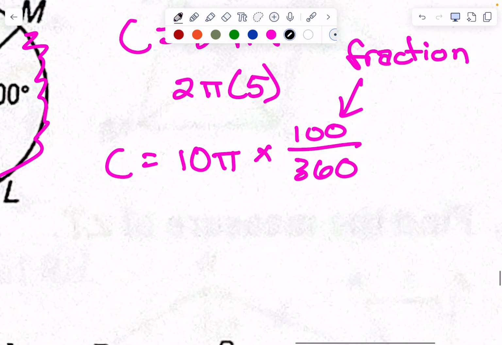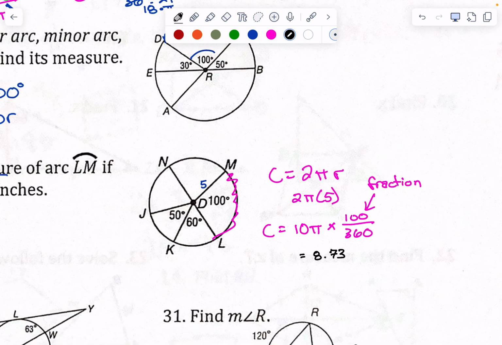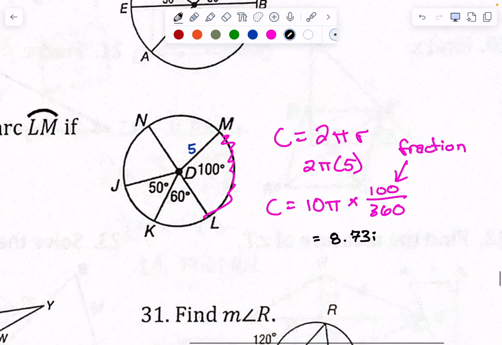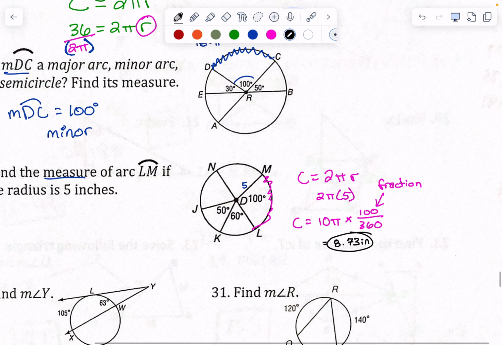So when you do that, what do you get? 10 pi times 100 over 360. I got 8.73. Okay, that sounds good. And that is in inches, right? Does that make sense? You multiply by the fraction of the circle that you want. Good?